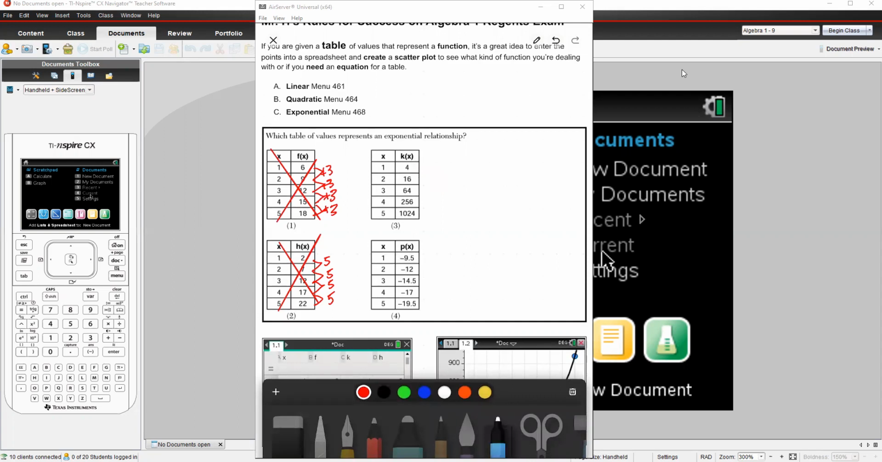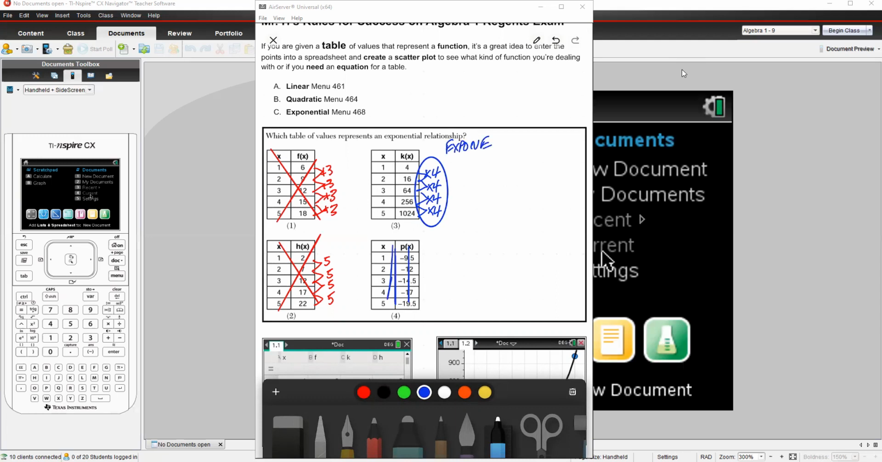So now I'm going to use blue. This is going to be 16 divided by 4 is 4. 64 divided by 16 is 4. 256 divided by 64 is 4. 1024 divided by 256 is 4. So this is going up by 4 times. So you're multiplying by 4. And when you're multiplying by the same number, that means it's exponential. And that would be the answer. We don't even need to try this one, even though this one is also linear. All right, so this is exponential.